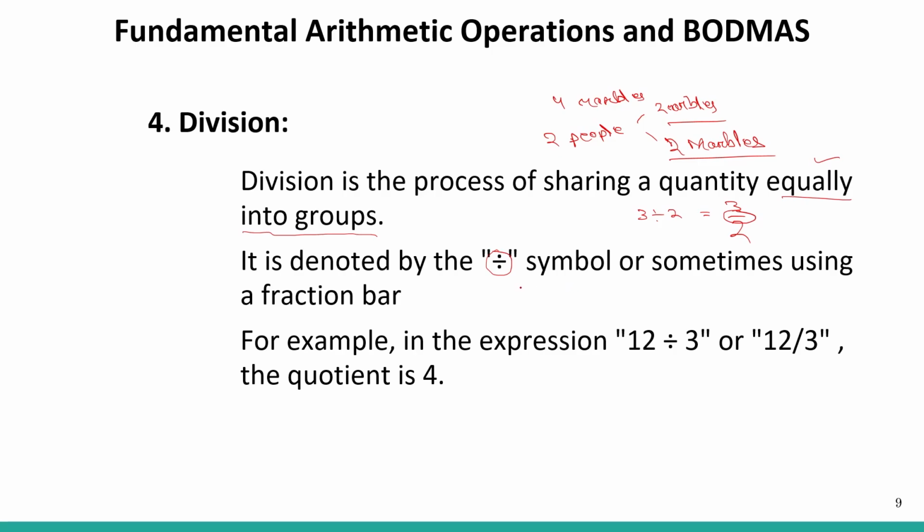Okay, it's just a matter of choice. For example, in the expression 12 divided by 3, or 12 by 3, the quotient is 4. So you have 12 marbles and you try to divide them among 3 people. Each person will get 4 marbles, so the proportion each person is getting is constant.